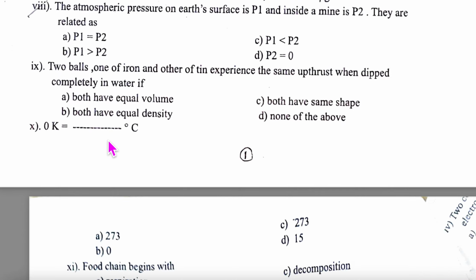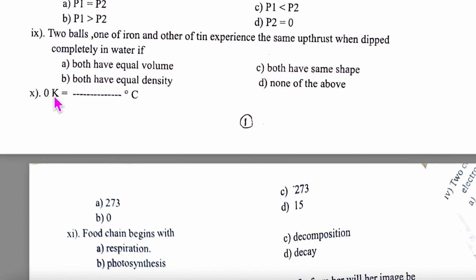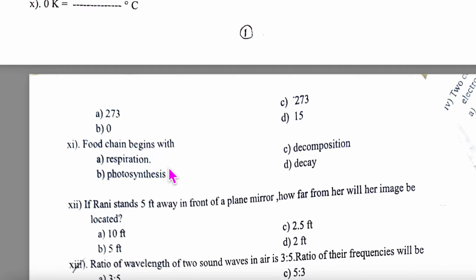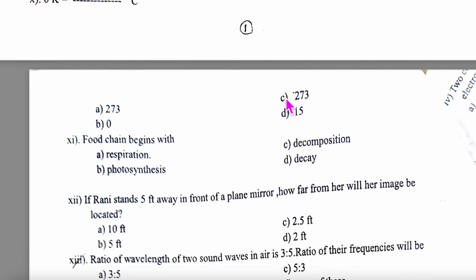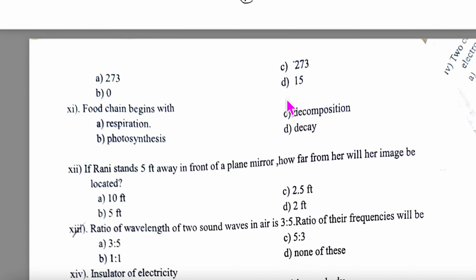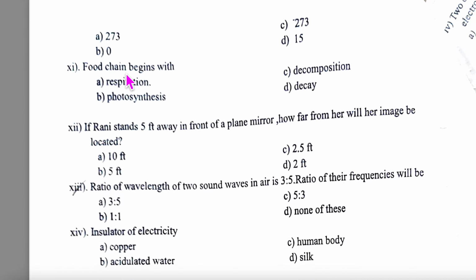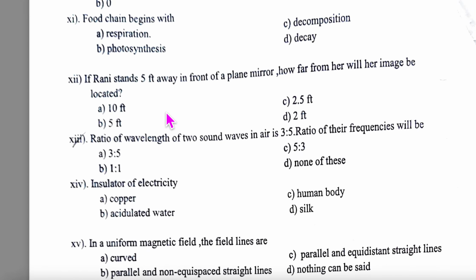This is easy. What you'll do? Minus 273, correct? Degree C. Is this minus over here? Is it written over minus? Yes, ma'am. It's not a stain on my laptop. No, no. The food chain begins with photosynthesis, right? Yes.